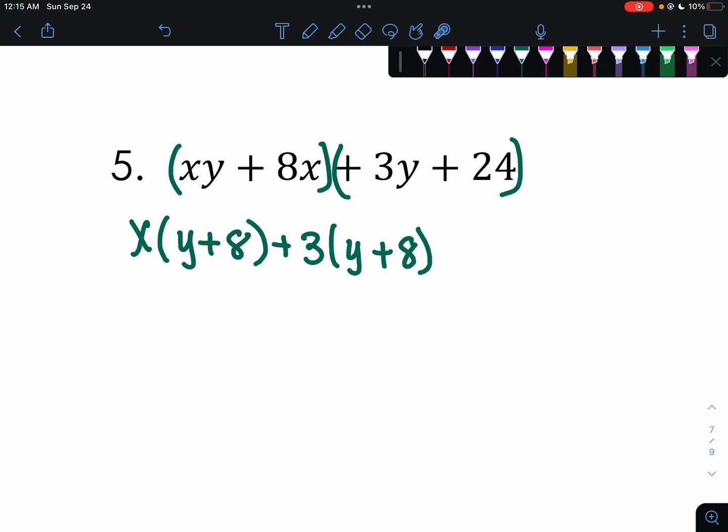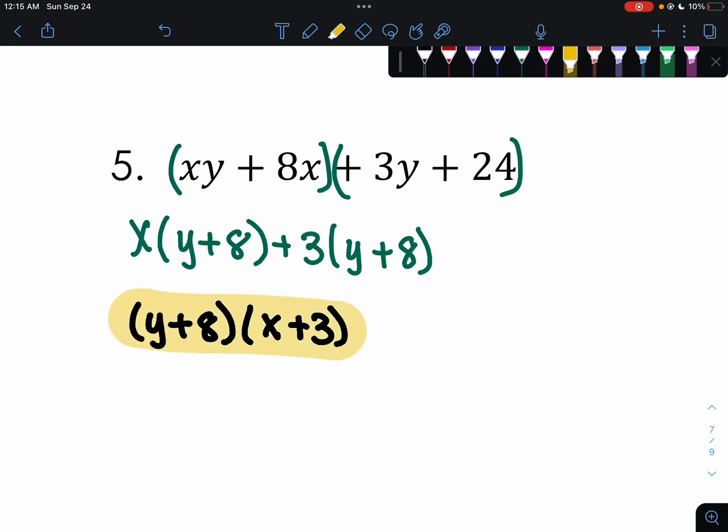We know we're doing this correctly when what's inside the parentheses is the same thing. So I can write that as one factor. I can factor it out, and then it leaves me with an x plus 3, and that would be it for factoring number 5.